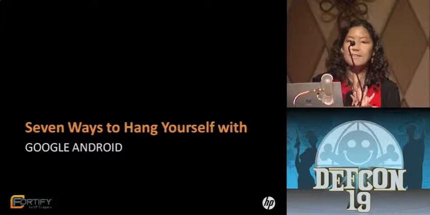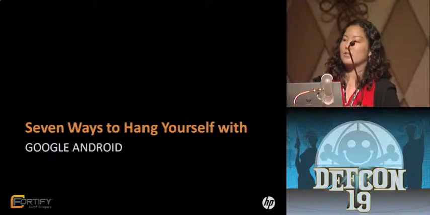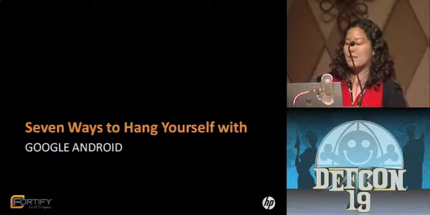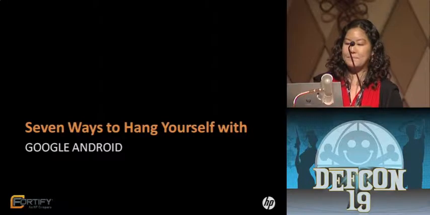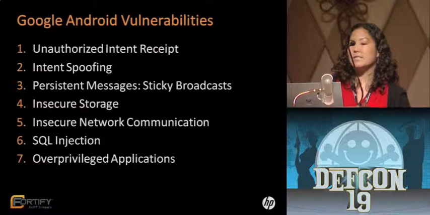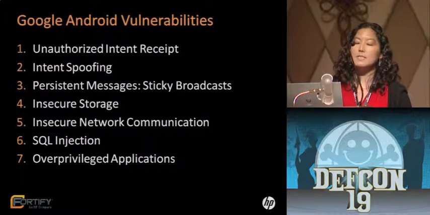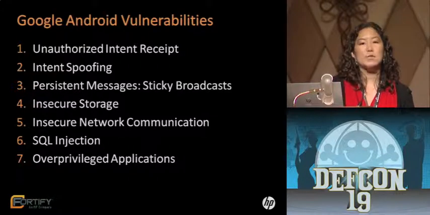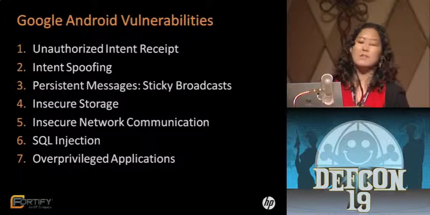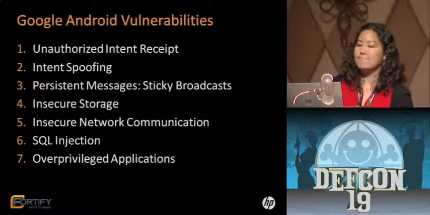So now that I've given you an introduction of Google Android, let's get into the 7 ways to hang yourself with Android. So the most common developer mistakes that will make your application vulnerable. So I'll be talking about unauthorized intent receipt, intent spoofing, and persistent messages, and these are all communication-related vulnerabilities. And then I'll also be talking about insecure storage. And then Katrina is going to be talking about insecure network communication, SQL injection, and overprivileged applications.